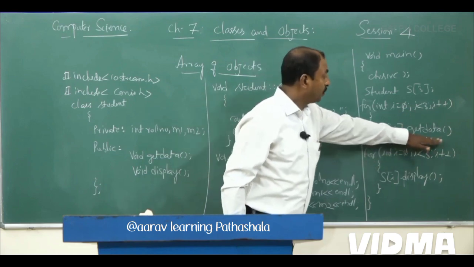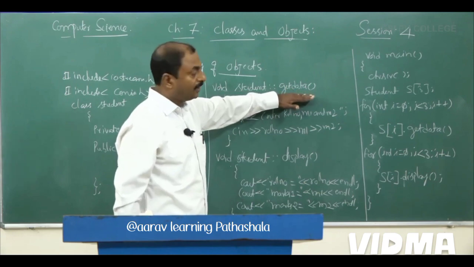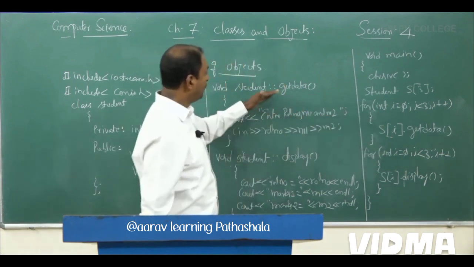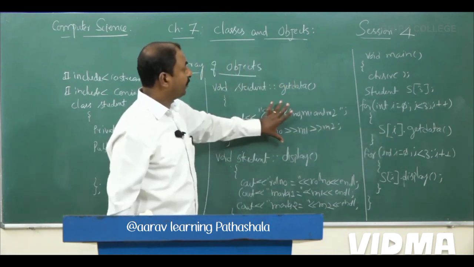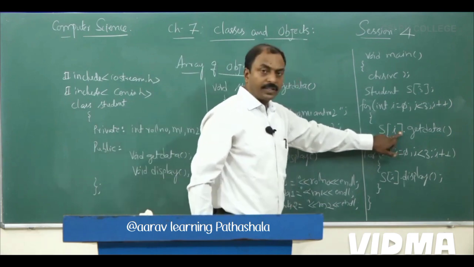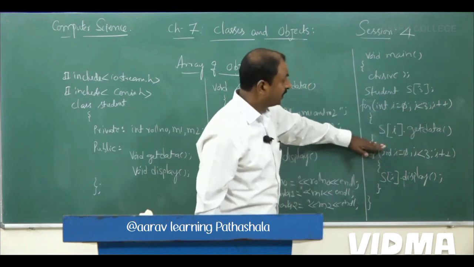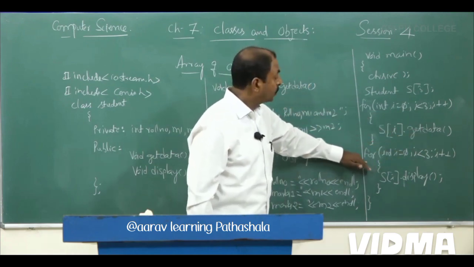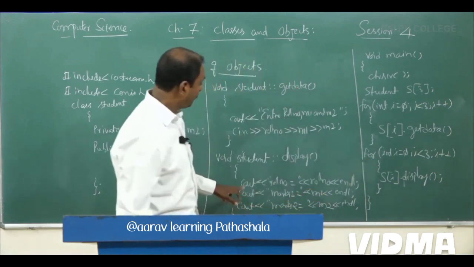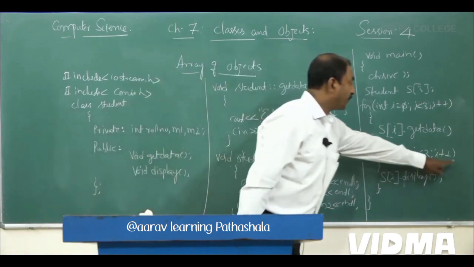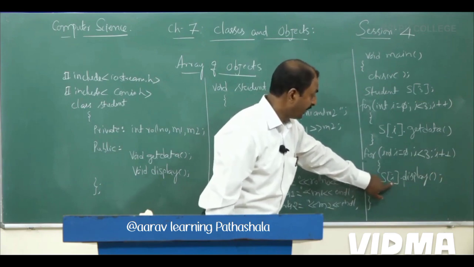Control from here goes to the function getdata. The control transfers from here to this point. It reads with the help of getdata. With the help of this function, it takes the values of one student, and immediately after that, the second student and third student. After this, we are using one more for loop to access or print. To print, we have to call the function display. How do we do that? With the help of a for loop again, S of i dot display.